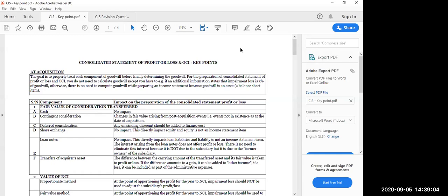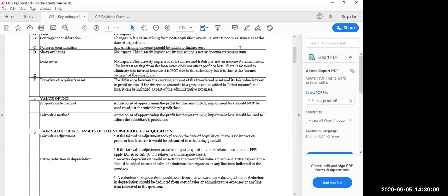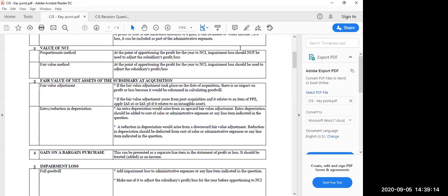We can just go ahead. We spoke earlier about how each of the ingredients affects the computation of goodwill. With the third ingredient, we learned that the extra and the reduction in depreciation would affect the preparation of the profit or loss account. And fair value adjustment may sometimes affect the profit or loss account if it relates to post-acquisition. If it's arising from post-acquisition adjustment, then it may affect profit or loss or OCI in line with IAS 16 or IAS 38.